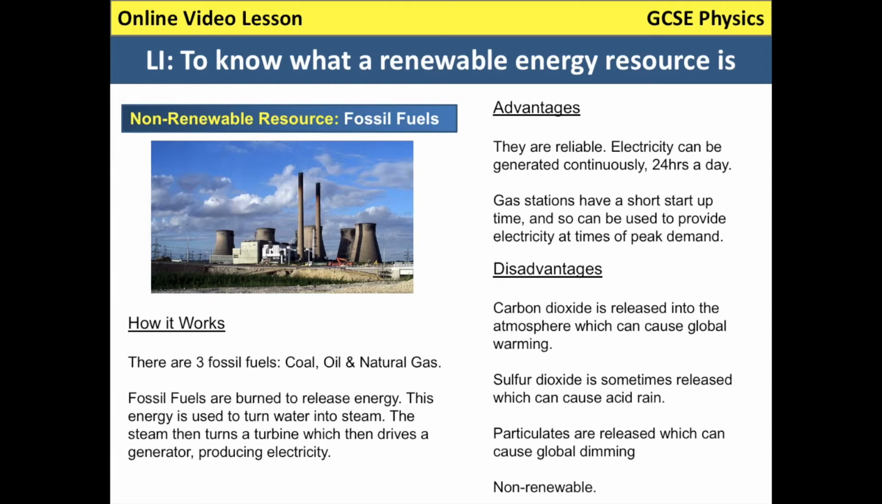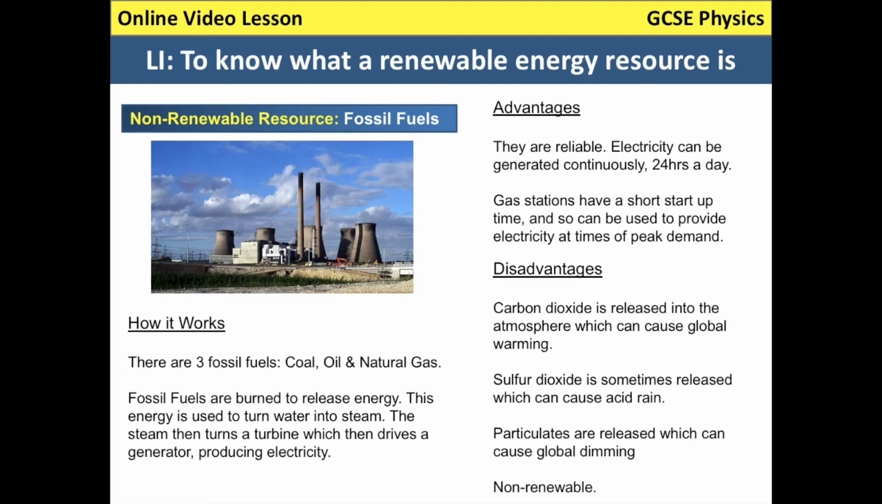Now, there's lots of advantages of using fossil fuels, of course. The biggest one, and probably the most important one on why they are so widely used, is because they are reliable. They don't depend on the weather conditions, they don't depend on anything, they can be used at any time. Therefore, we can generate electricity continuously 24 hours a day.